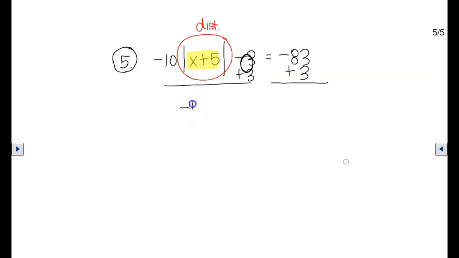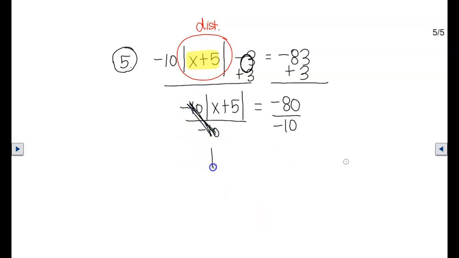That'll give us negative 10 times the absolute value of x plus 5, and that's equal to negative 83 plus 3, which will put us at negative 80. Now, to cancel out the negative 10, since it is multiplying, we will divide both sides by negative 10. So that'll give us the absolute value of x plus 5 is equal to 8. So now we're where we want to be. We know that our distance is 8 spaces. X plus 5 is 8 spaces from 0.